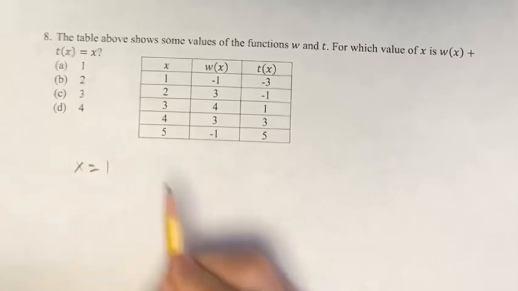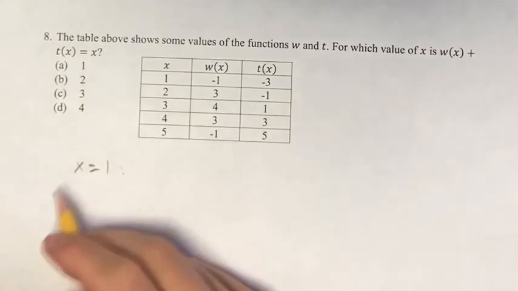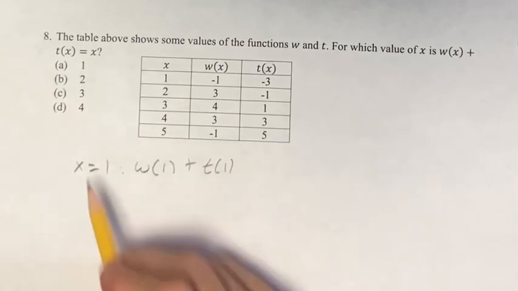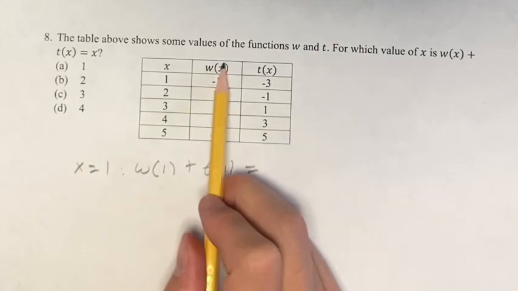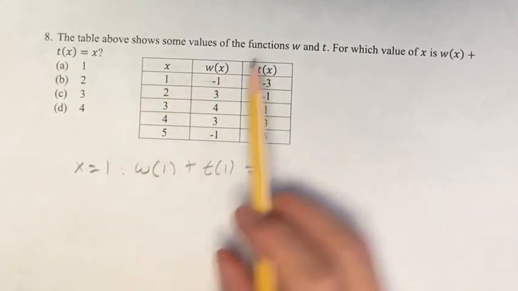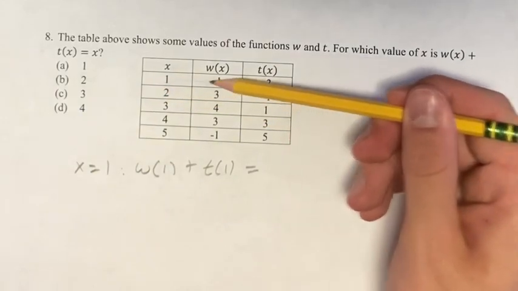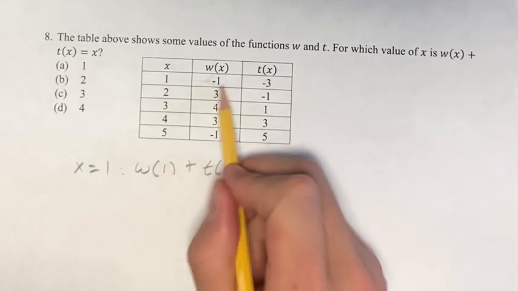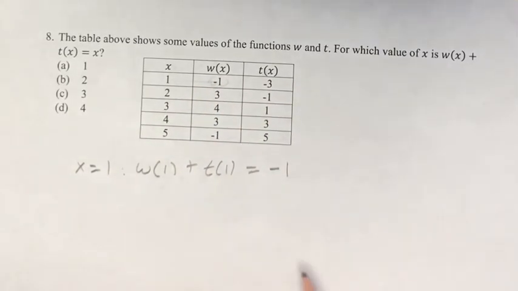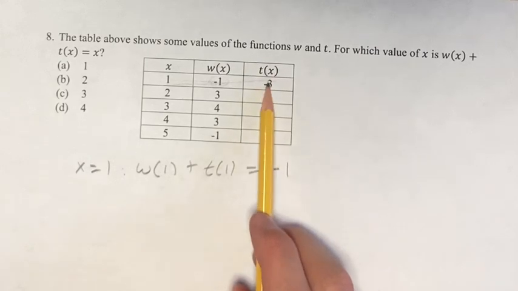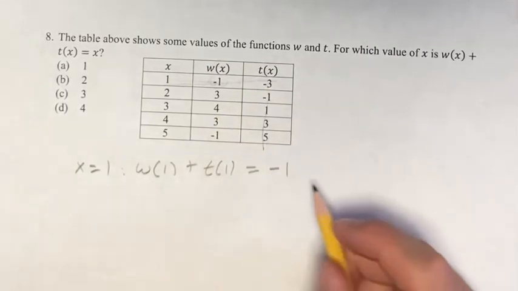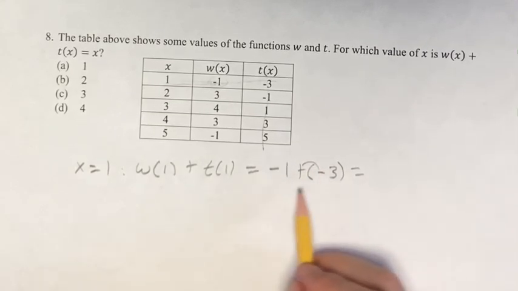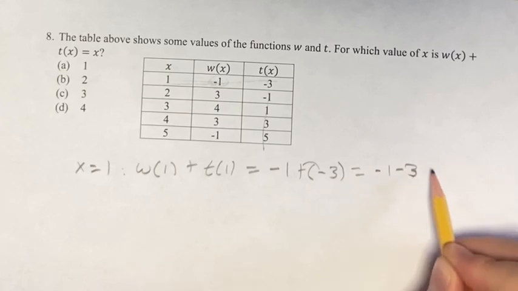So x is equal to 1. We need to see, is w of x, so w of 1, plus t of x, so t of 1, equal to 1? Well, to find w of 1, we take our x in our column x, our column for w, and we connect on -1. Same thing here, connect x to t of x, -3. So -1 plus -3. This is going to be distributing the negative, so -1 minus 3 is -4.